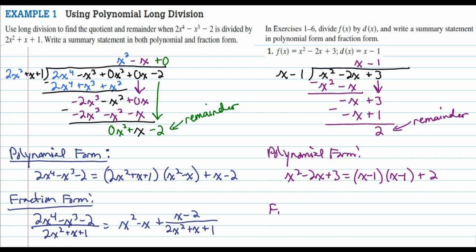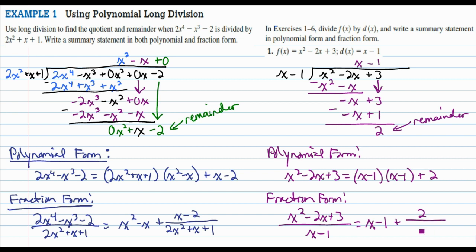Then, fraction form. My division problem is written as a fraction. The fraction I just did was x squared minus 2x plus 3. And I divided by x minus 1, so there's my fraction. I got x minus 1 plus 2 that remains to be divided by x minus 1. I couldn't finish that 2 divided by x minus 1. I had to leave that as a remainder.